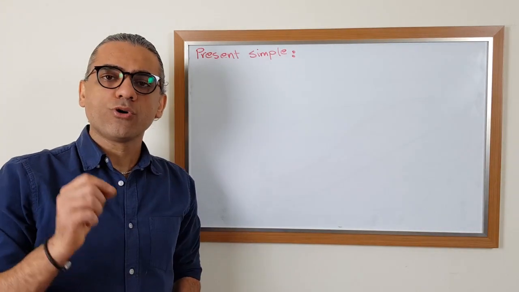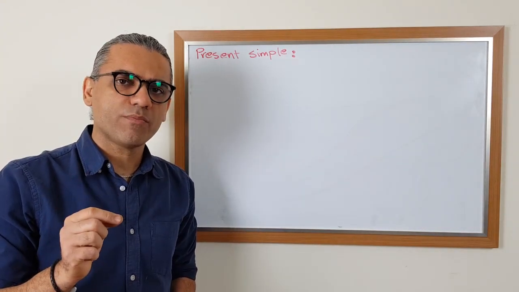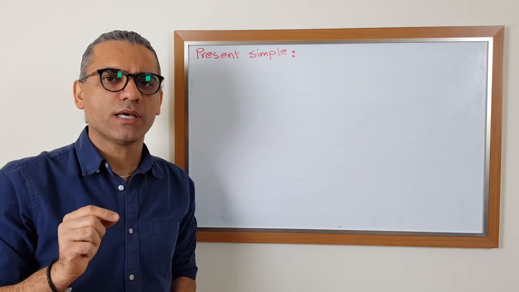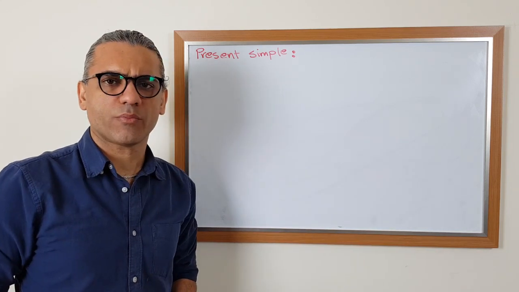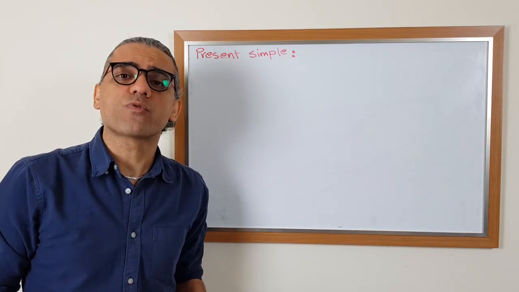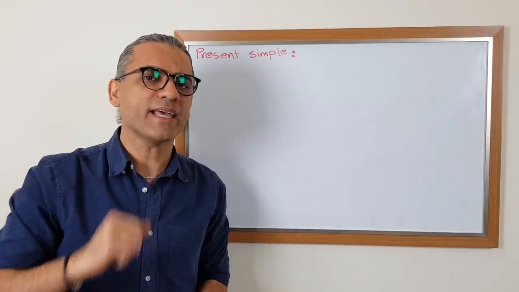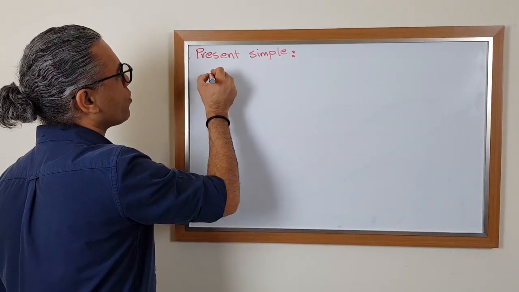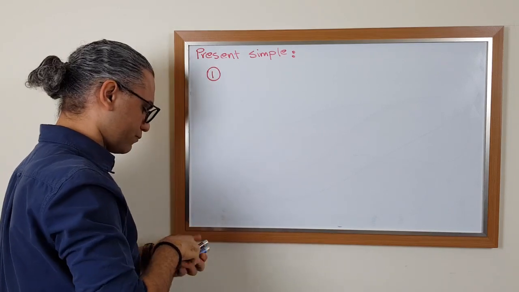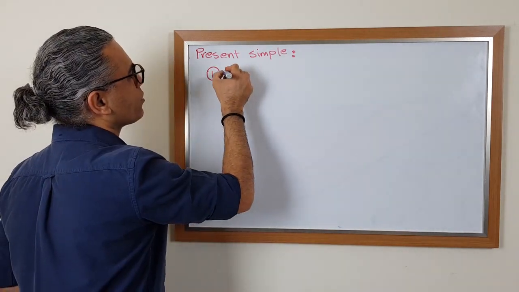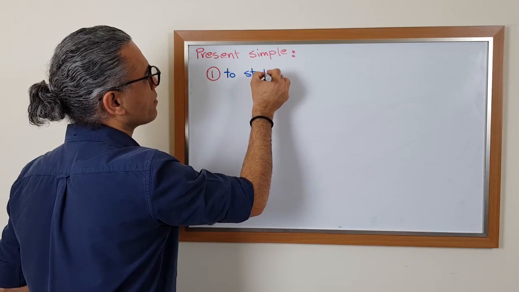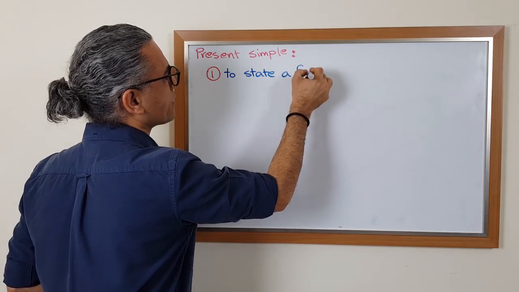Now, we talked about how a present simple sentence is written. Now, what is the meaning of present simple? Why do we use present simple? Present simple has two main functions. Function number one, to state a fact.